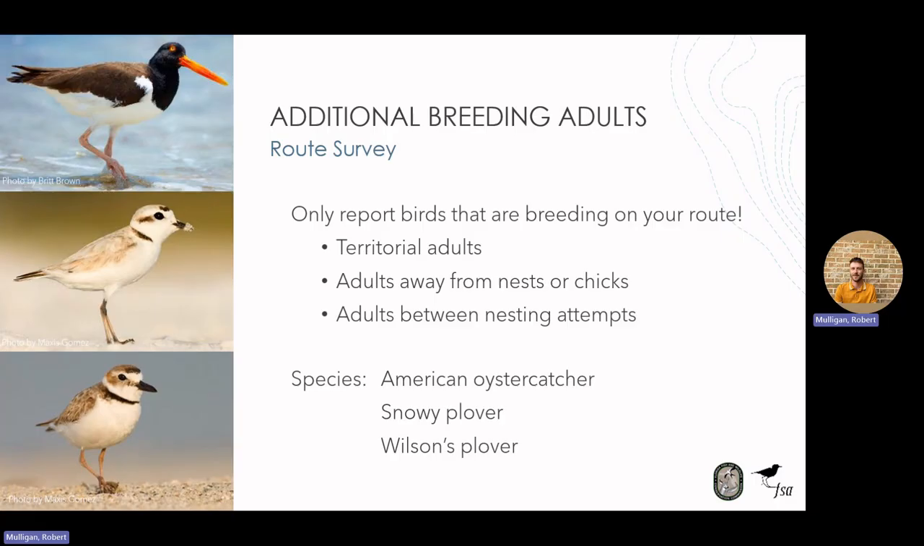On the route form, you will only be documenting counts of additional breeding adults on a route. Additional breeding adults, which are defined in the breeding bird protocol on page 7, are adult birds breeding on a route that were not counted at a nest site or with chicks. This includes birds that are likely to have a nest this season, like territorial pairs or birds exhibiting other breeding behaviors. Birds that currently have nests or chicks on your route but were not observed with them. And birds that had a nest or chicks already this season, but it failed. So in between nesting attempts.